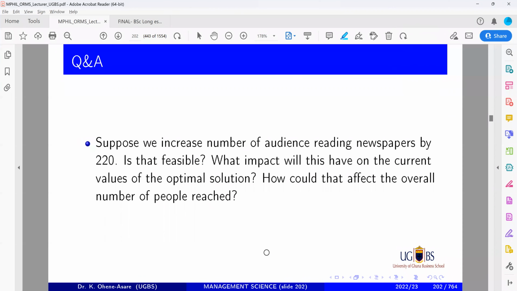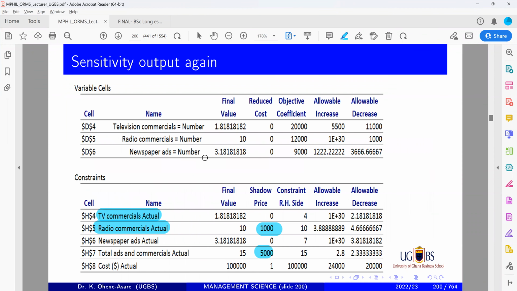The last one for today is this question. Suppose we increase the number of audience reading newspaper by 220. That's the question: we increase the newspaper audience by 220. Is that feasible? Let's answer that first. Is that feasible?